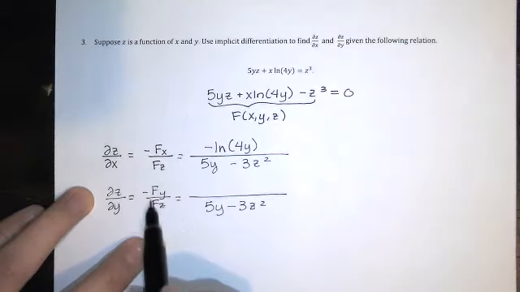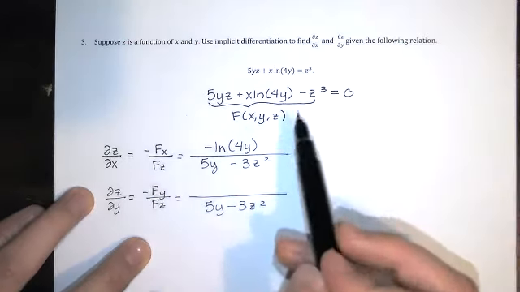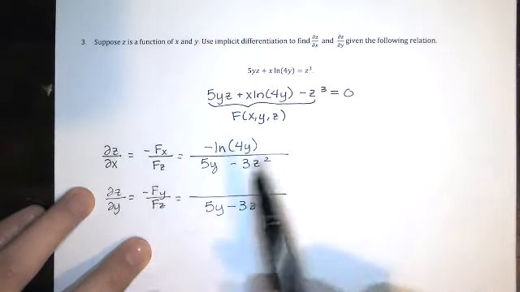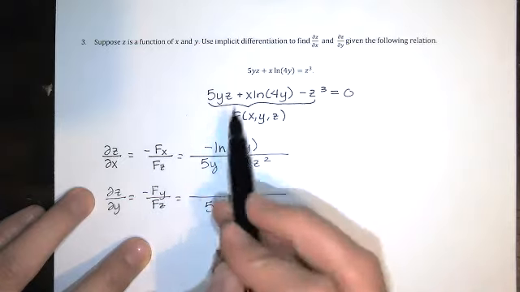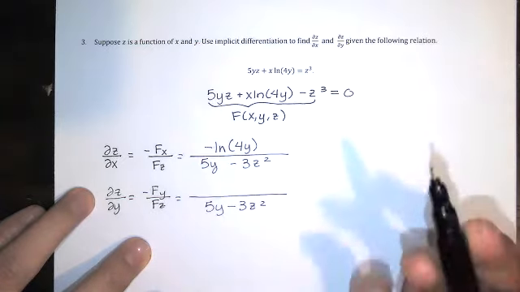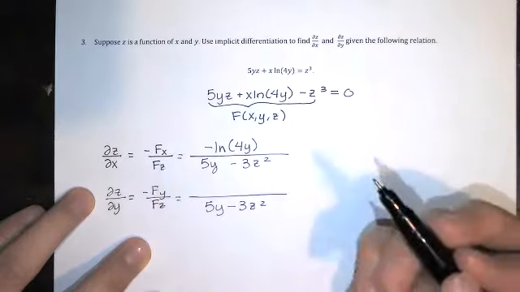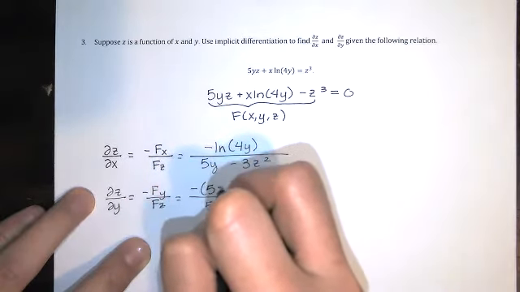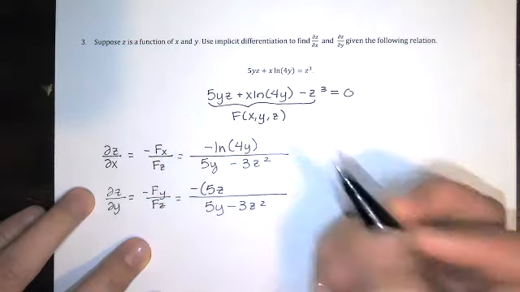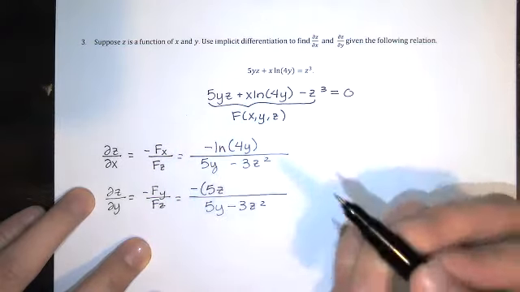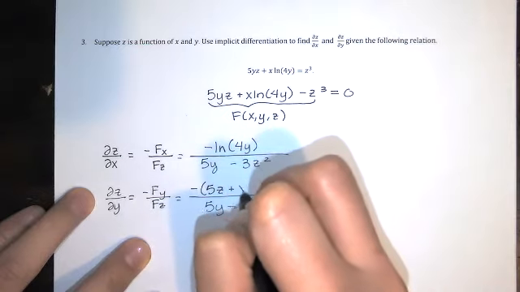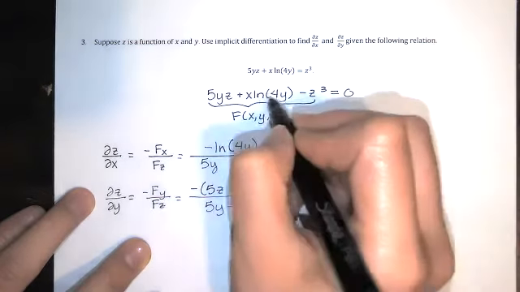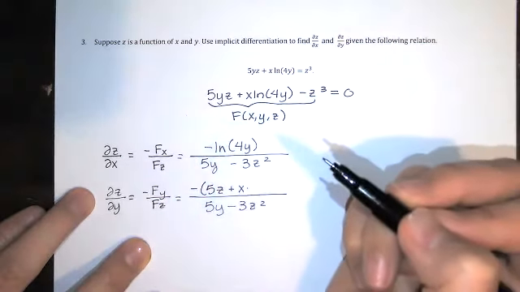Now, for this one, I need the partial of f with respect to y. So I treat x and z as constants, and I differentiate with respect to y. So this is just a constant times y. The derivative of a constant times y is the constant. 5 and z are being treated as constants. Now here I've got a constant times a function of y. So we bring our constant down, and then we take the derivative of this function of y.